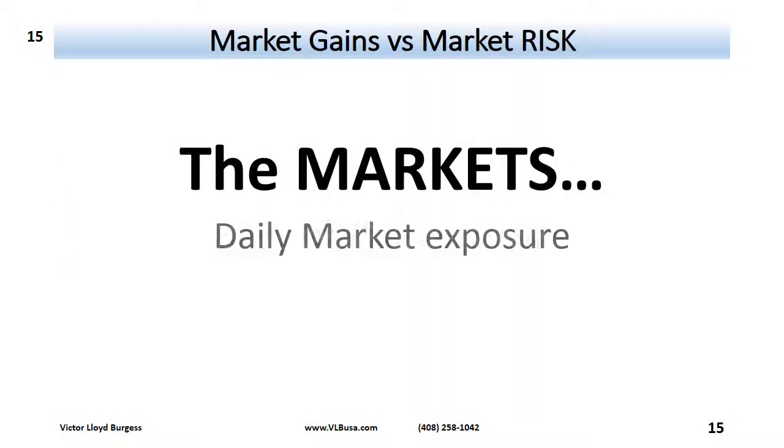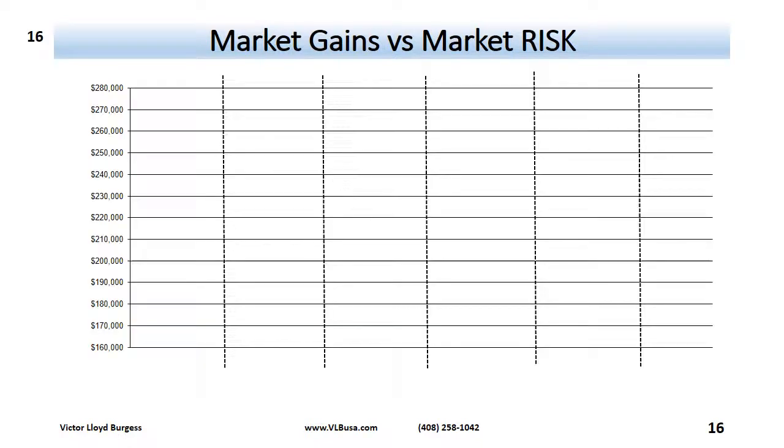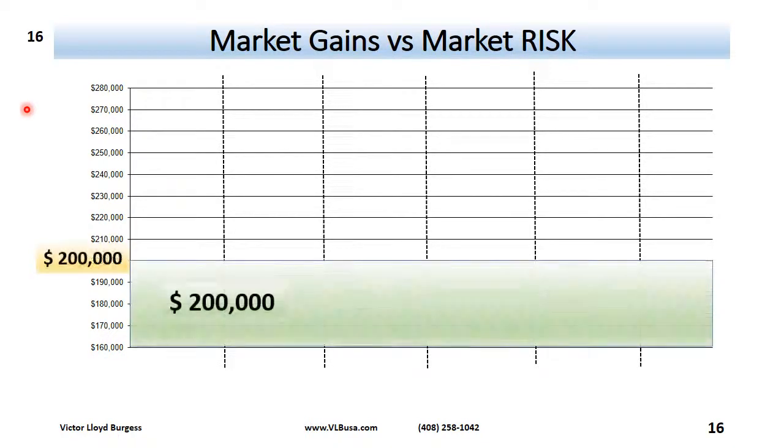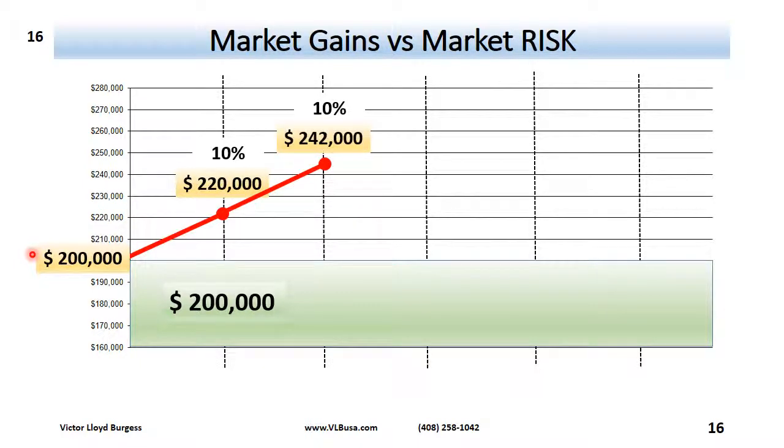Now let's look at the markets. Daily market. Let's look at the market gains versus market risk. Let's say you have a $200,000 investment like an IRA. You put it in the market, and the first year it makes 10%. So you're up to $220,000. You're pretty happy. Now the next year it goes up another 10%.